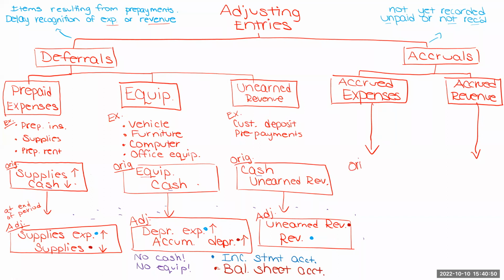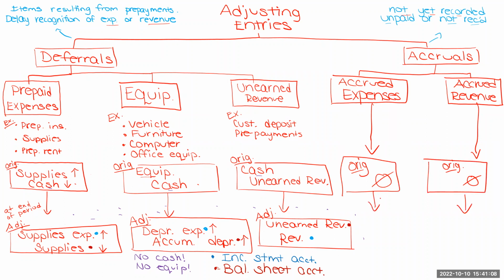Let's look at the original entries. It's kind of a trick question. There are no original entries for accrual items because we said they have not yet been recorded. The first time you record these items is through the adjusting entry. There's been no original entry made yet.